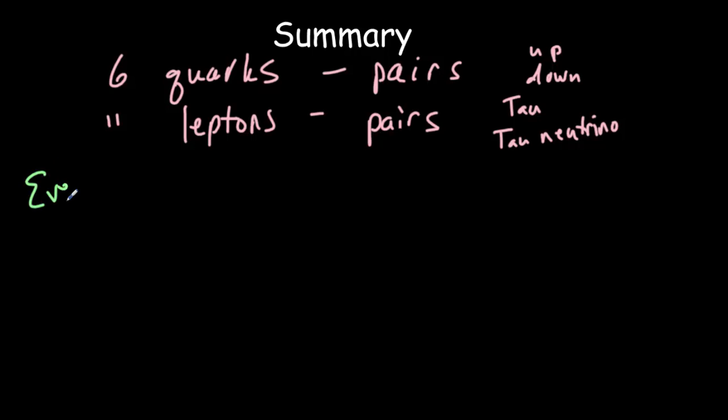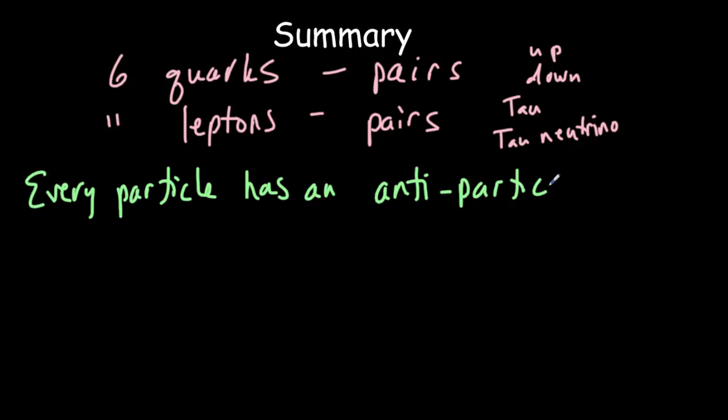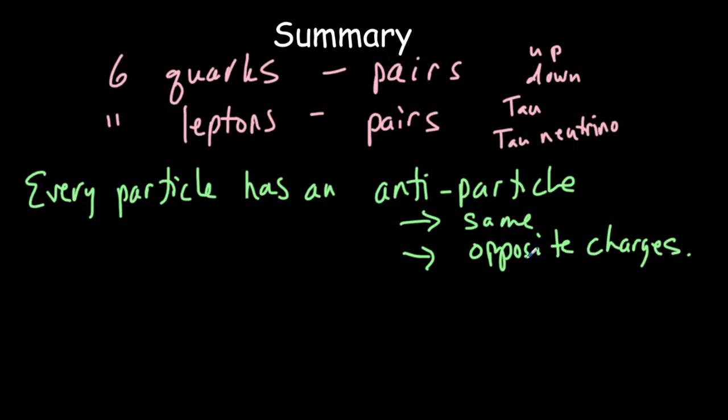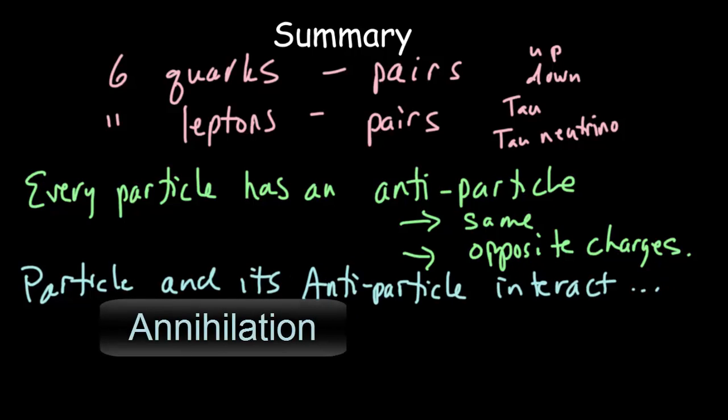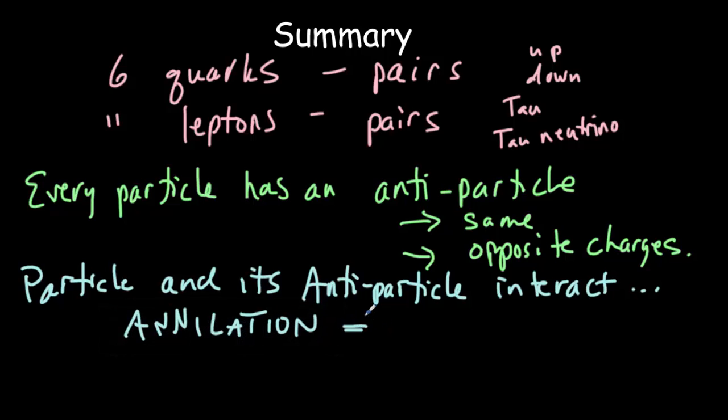We said that every particle has an antiparticle. And that antiparticle is going to have the same mass, but opposite charges. So when I say opposite charges, I'm including the electric charge, but it turns out there's some other types of charge, such as the color charge. We also said that when a particle and its antiparticle interact, you get annihilation. The mass is annihilated and mass becomes pure energy or electromagnetic radiation.